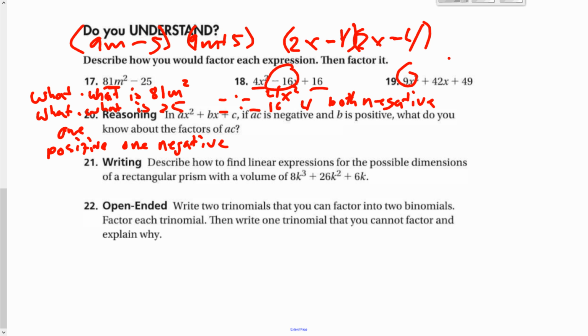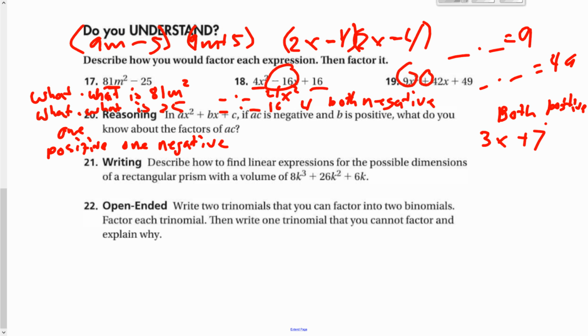Here, ask yourselves what times what is 9, and what times what is 49. And then since b is positive, we both positive. So it'd be 3x plus 7, 3x plus 7. All right. I'm going to clear that, so you might have to rewind that or pause it and write those answers down.